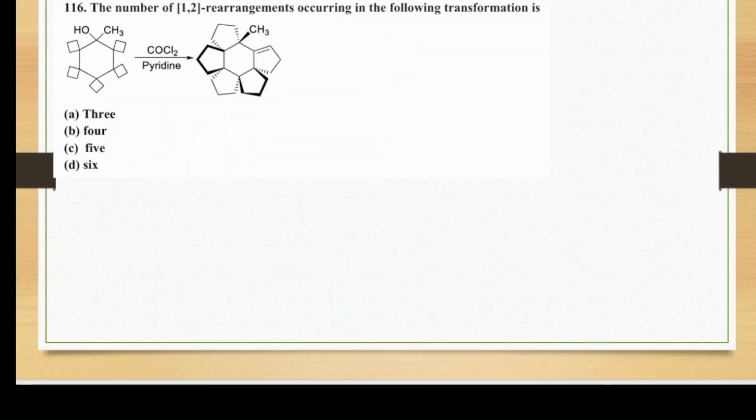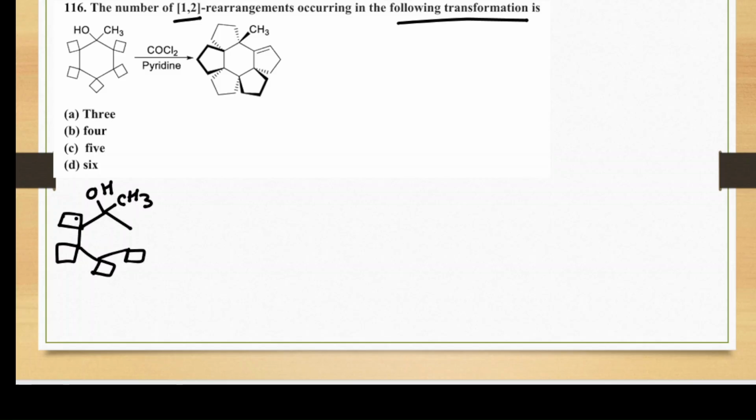Let us move on to the next question, that is this one. We have to find the number of 1-2 rearrangements that are taking place in the following transformation. Okay, so the species is something like this. Here I am having this OH, and here this methyl group is present, and to this position these 4-membered rings have been attached over here like this. This is the species, but a complex one is given.